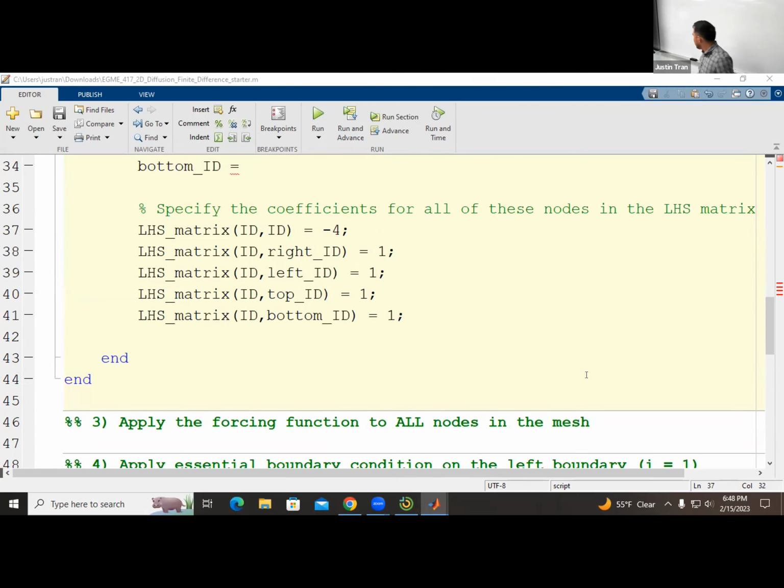I had a question about the Dirichlet boundary condition. Basically, I'm having trouble understanding how you use the left and right in the matrix to make it work together. Sure.